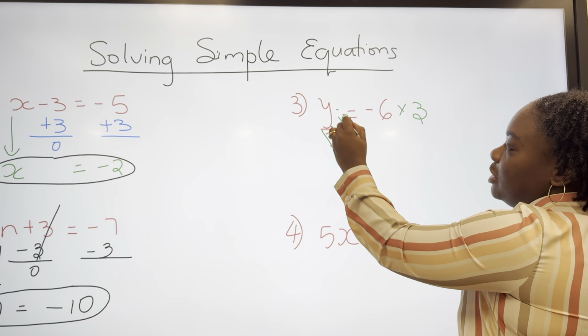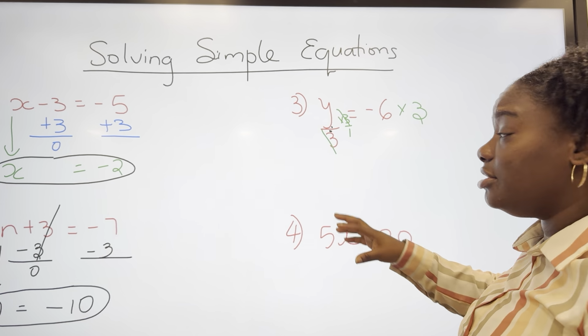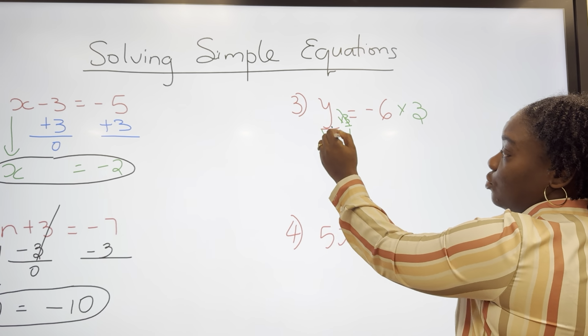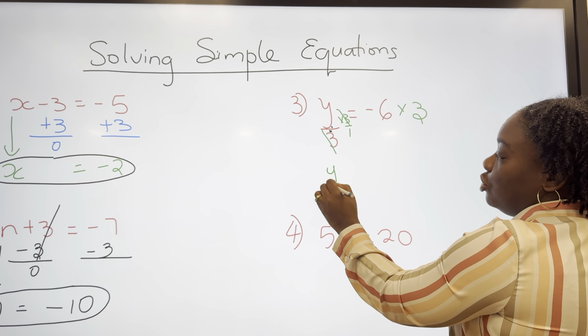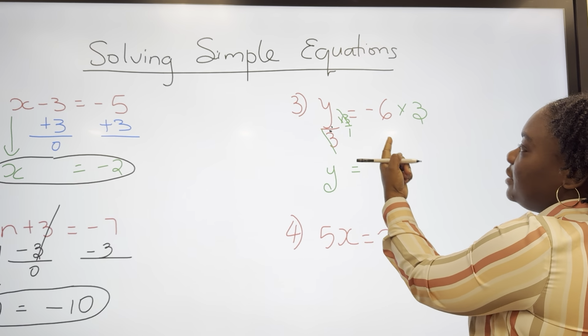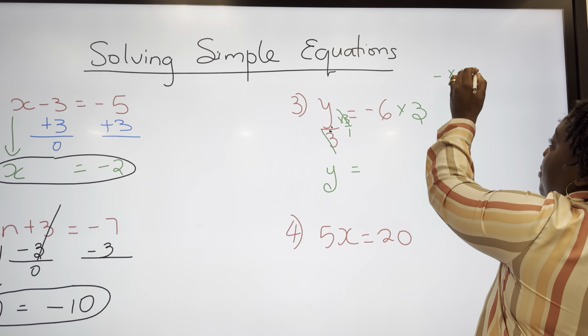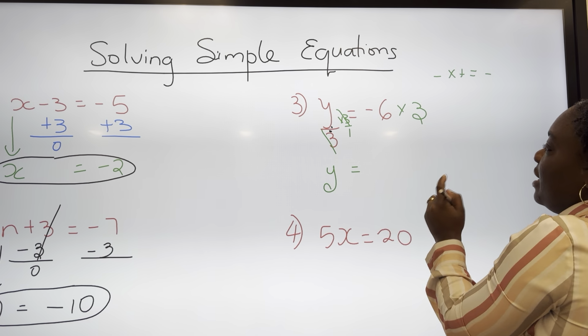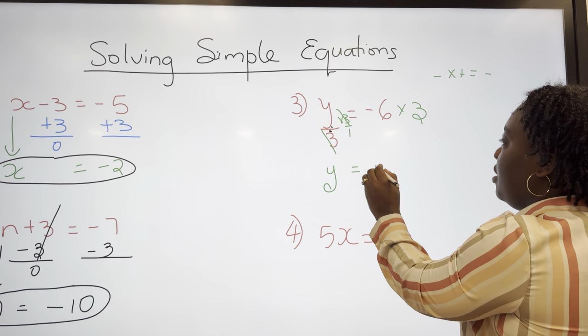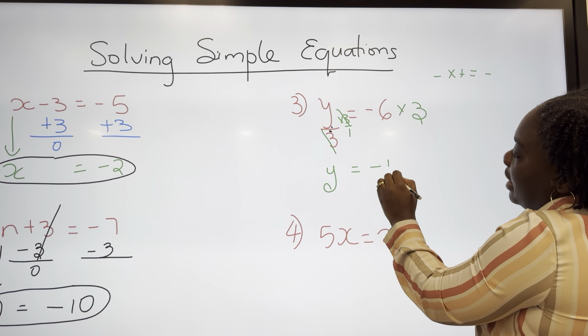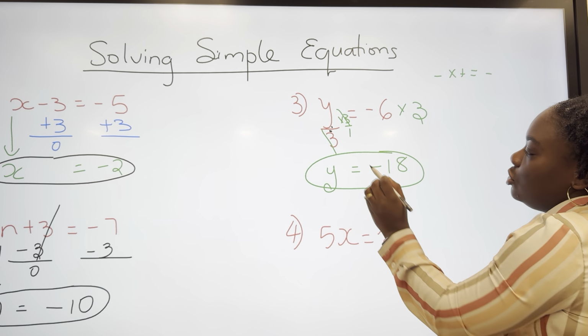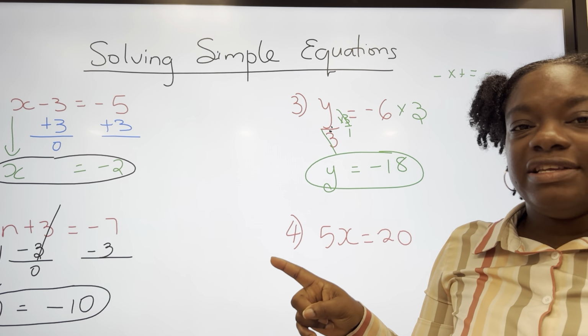Now this is just multiplying fractions, and I can go ahead and cancel out. What am I left with right here? Just y. And on this side, a negative times a positive. Remember that rule? It gives me a negative, so I'm left with a negative 18. So y is equal to negative 18.